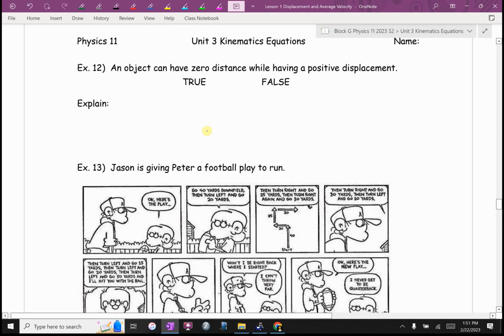An object can have 0 distance while having a positive displacement. Ooh, we're going to vote. Once again, it's democracy, you got to wait for election time. So here we go. An object can have 0 distance while having a positive displacement. Who says that's true? Totally true. I got 1.